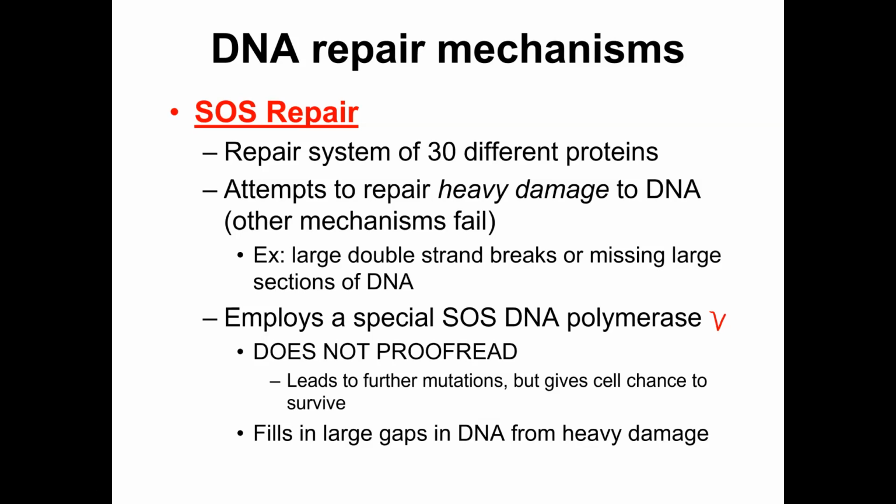DNA polymerase 5. So we've seen 3. That's a really important one, right? That does the bulk of the copying during replication. We've seen DNA polymerase 1. That's the one that replaces the primers with DNA. And now I'm throwing 5 at you.